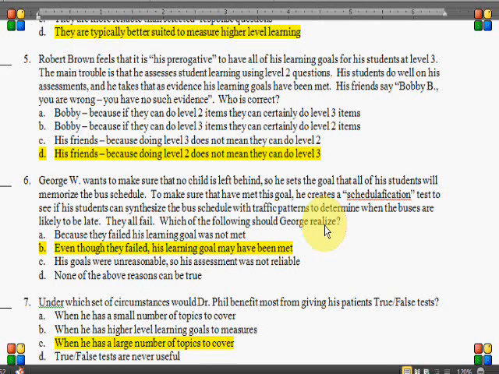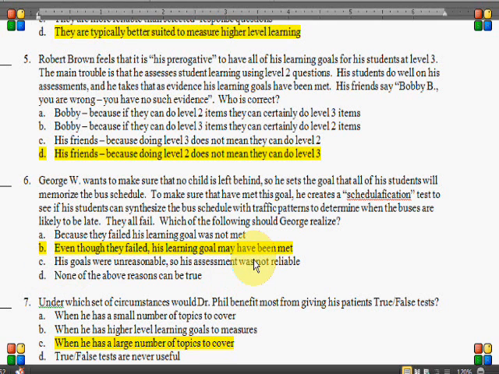Okay, question 6 is similar to question 5. It's the same idea, only asked a different way. We have this whole schedulification test, and the idea is that he had a very low-level goal, just a level 1 of memorization, but then he assessed them with a level 3 assessment. Now, just because they did not meet the demands of the assessment does not mean that they did not meet his goal.